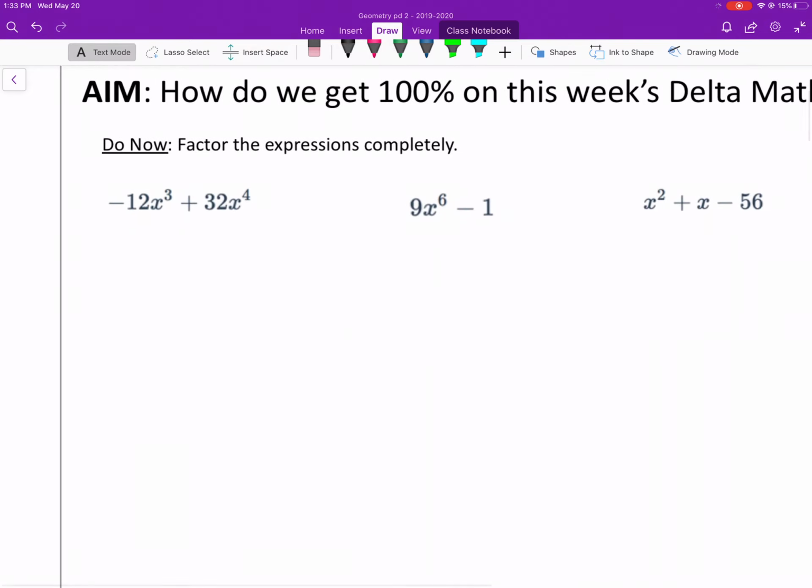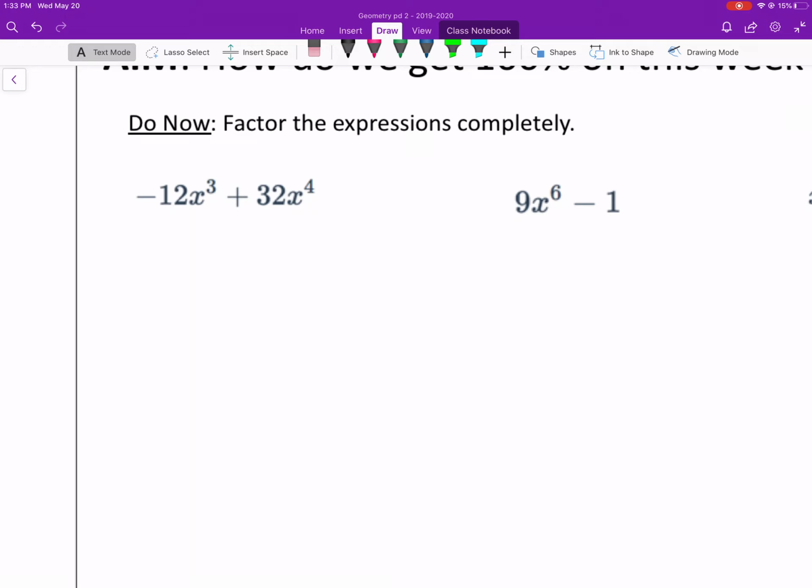All right, let's look at these factoring do now questions. You see the first one's negative 12x cubed plus 32x to the fourth. So between negative 12 and 32, we definitely have a common factor. All right, so what's the greatest number that goes into negative 12 and 32? That would be 4. And you can see that we also have a common variable of x. All right, and we could say that the highest exponent that is common to both is x to the third power. So our GCF would be 4x cubed, 4x to the third.